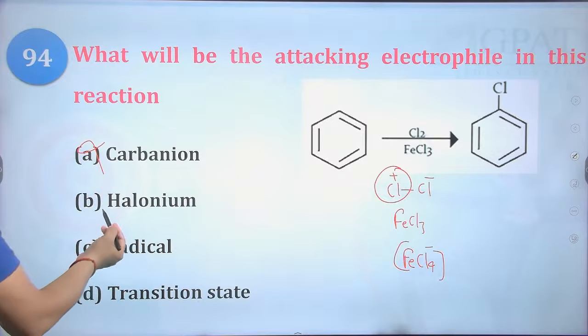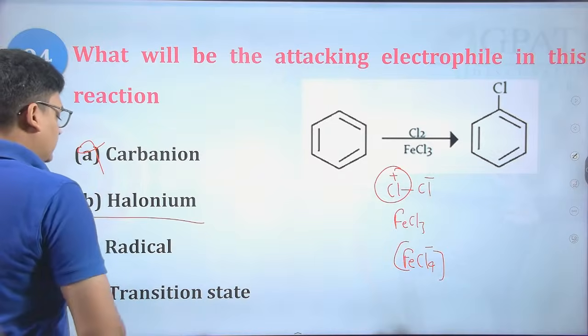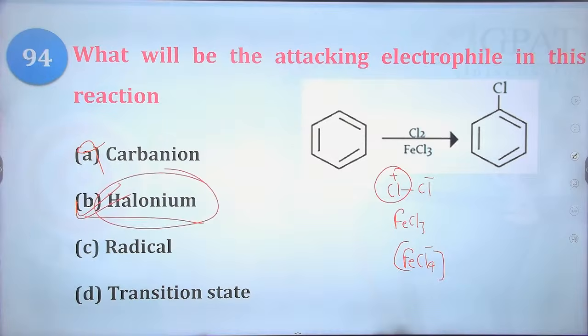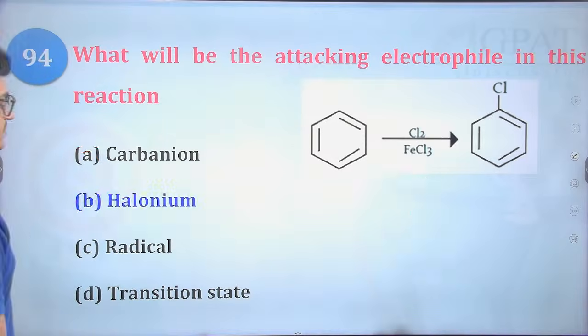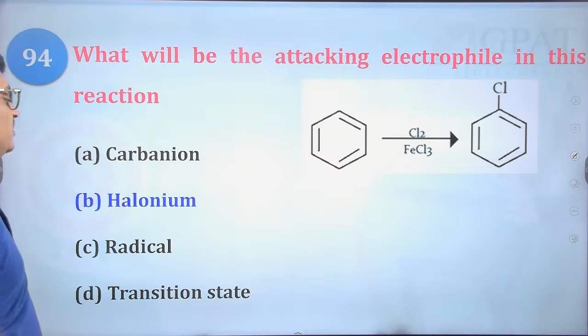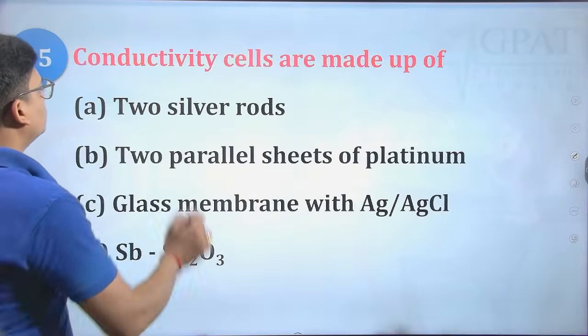Carbocation, no. Halonium, yes, that is chloronium ion. It means halogen with the positive charge. That is why this reaction is also known as what? Electrophilic aromatic substitution reaction. So the halonium ion will be your attacking reagent.